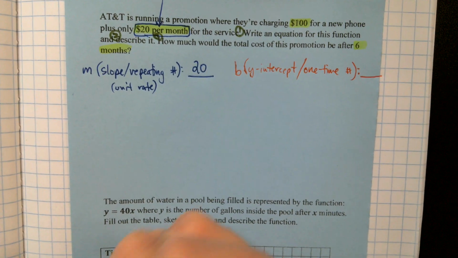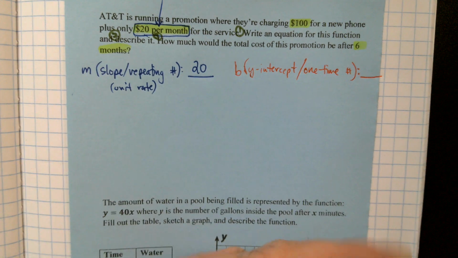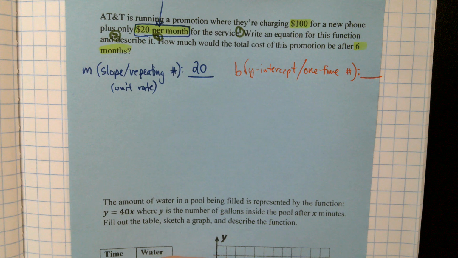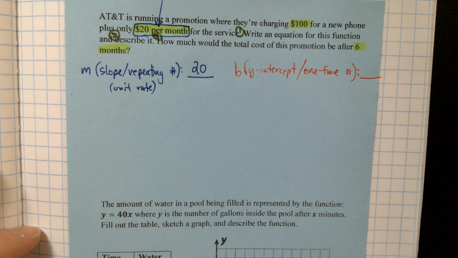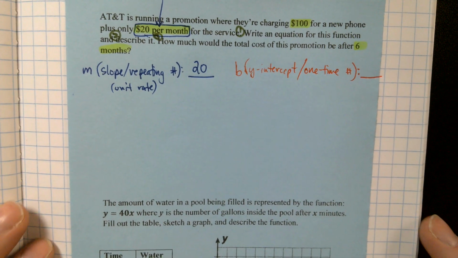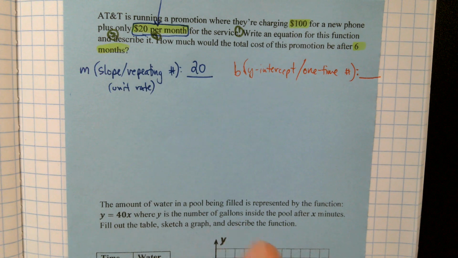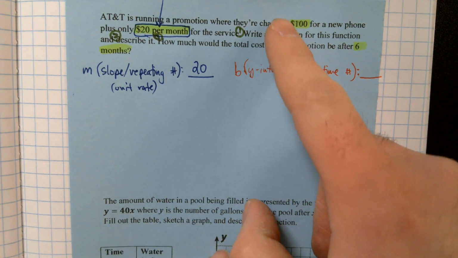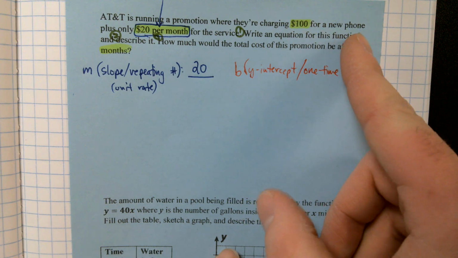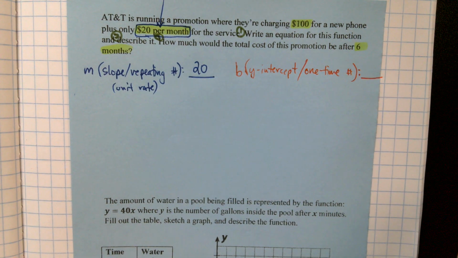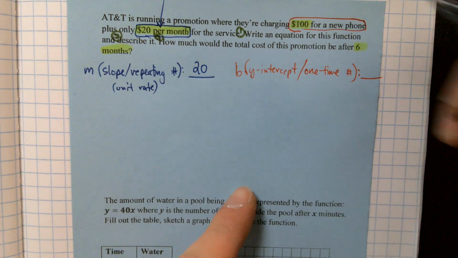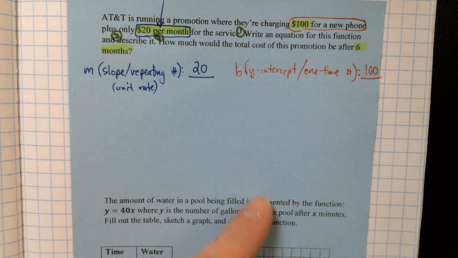Give me a thumbs up if you're good on being able to find the M. Sometimes it'll say something like $20 each month. Is that the same thing? Yeah, it's the same thing, right? Now we got to find the one-time payment. Is there anything we have to pay just once in this scenario? $100. $100 for the new phone. Well, how many new phones do you need at one time? One. Just one. So I'm only paying this $100 one time. That is my B.